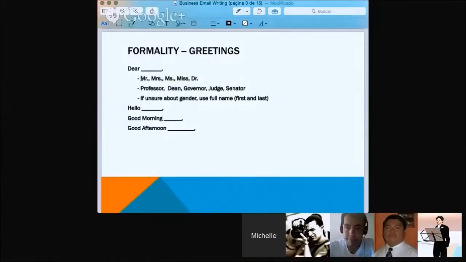So Mr. is general for a male, right? Mrs. is a married female. Ms. is an unmarried female. And this is the written out version of this, Miss and Ms. And then Doctor, of course, is if you have a degree, right? If you have a PhD or if you're in science, things like that.